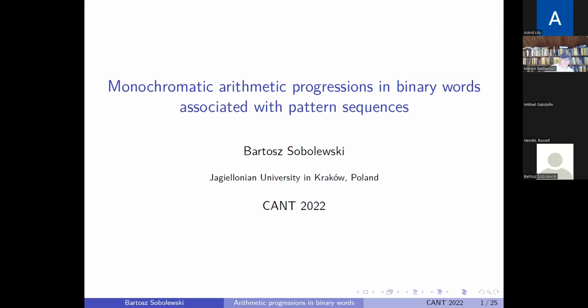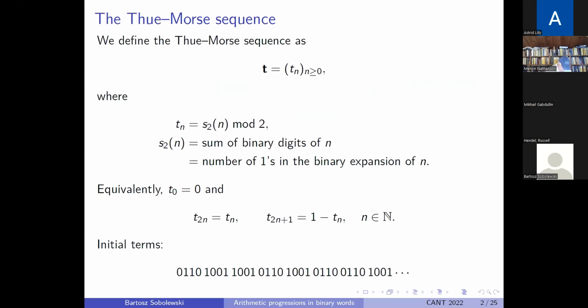Thank you very much for the opportunity to give a talk at this conference. And I will be speaking about monochromatic arithmetic progressions in binary words associated with pattern sequences. So let me start with some motivation, namely the Thue-Morse sequence, a very, very famous, well-known sequence.